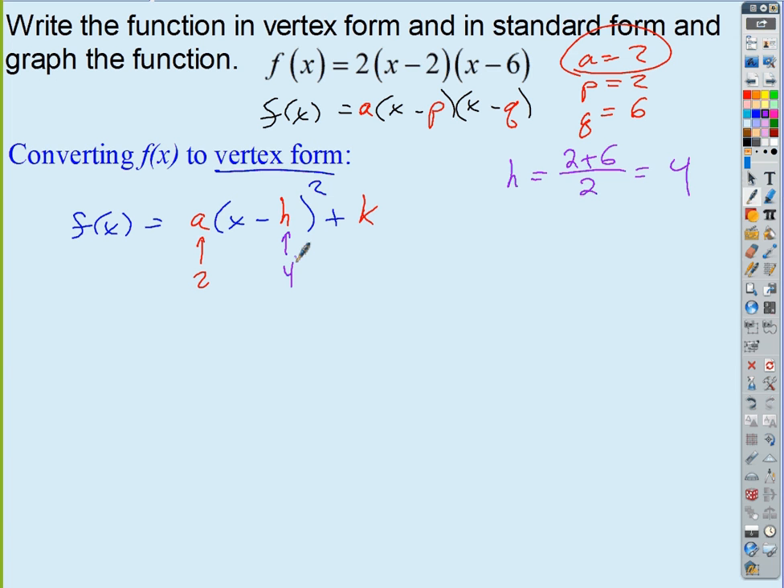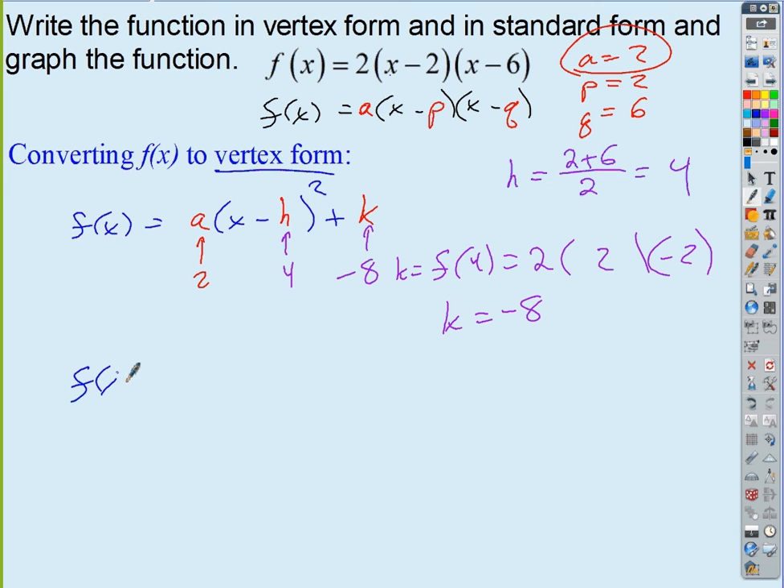And then how would I find K? Plug it in. Yeah. K is just going to be F of 4, which is 2 times, what's 4 minus 2? 2 times 4 minus 6. Negative 2. So 2 times 2 is 4, times negative 2 is negative 8. Got it, right? So now I know that vertex form is just 2 times x minus 4 squared minus 8.